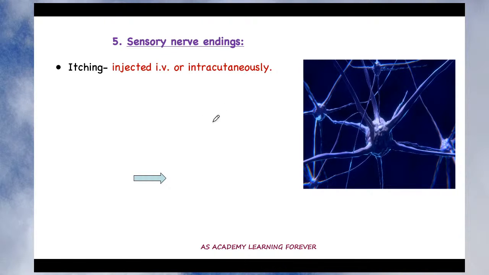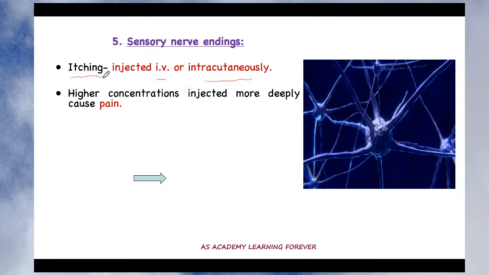So let's see the effect of histamine on the sensory nerve ending. There are different types of pain sensation, as I have mentioned. Itching is one of the pain sensations which is generally seen in the case of allergy. It produces urticaria and itching. It is seen that when you give histamine by injection through the IV route or intracutaneous route, and intracutaneous means you are giving it inside the skin, it produces itching, okay?